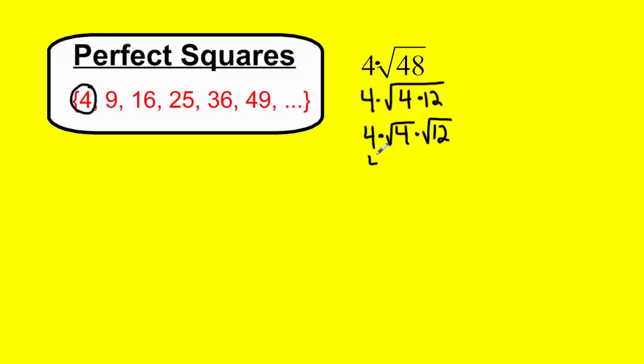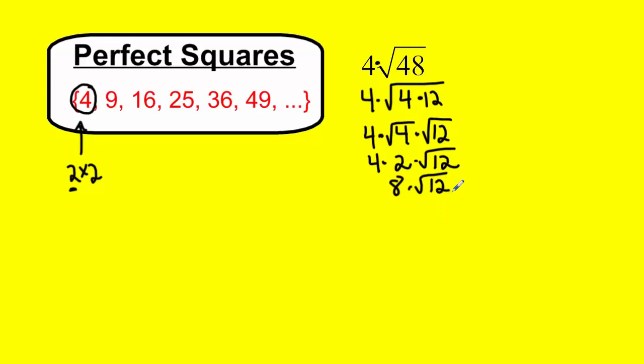And now I'm going to simplify more. So 4 times the square root of 4, meaning what number times itself was 4. Well, I know that the number we used to get that was 2 times 2. So 2 is the square root of 4. And then I bring down the square root of 12. And now I'm going to simplify. 4 times 2, I get 8. So times the square root of 12.